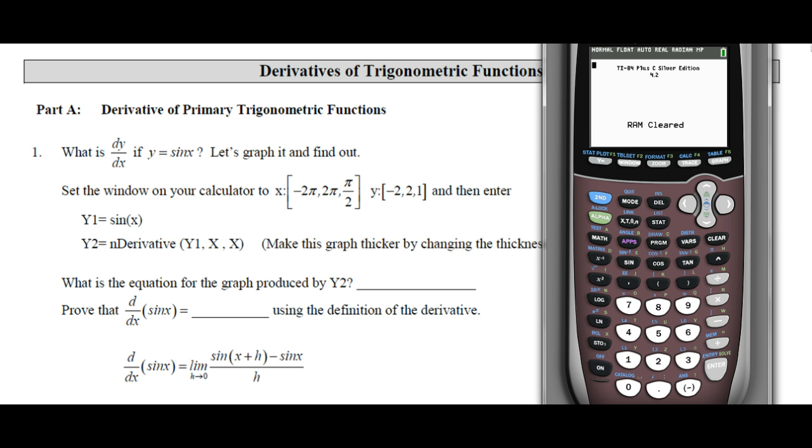All right, so set the window on your calculator. First of all, the mode should be in radian mode, right? It really should just default to that if it's been cleared any time recently.